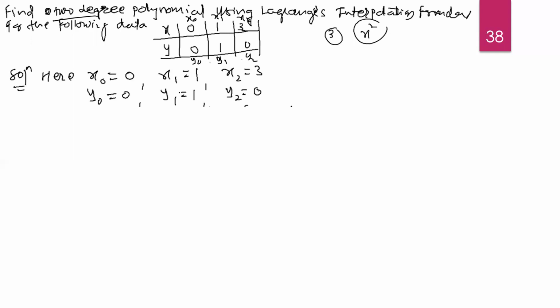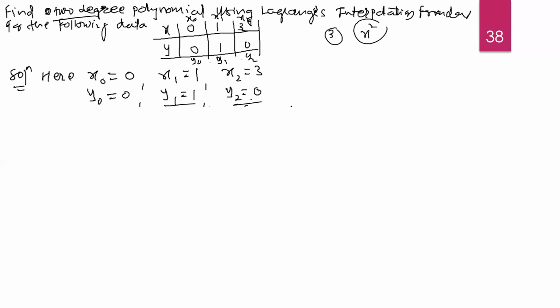Now see here, x0 is 0, x1 is 1, and x2 is 3, and their corresponding values: this is y0, this is y1, and the last is y2. Y2 is 0. Now we write the Lagrange's interpolation formula.